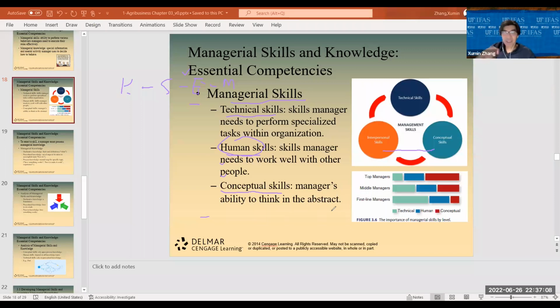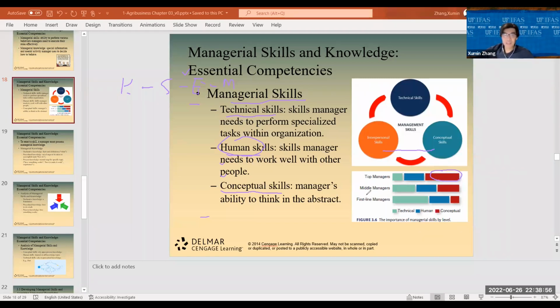But let me tell you what I have learned in China. This conceptual skill, going to another extreme, becomes big talk. In summary, as this diagram showed you, the top manager needs the conceptual skill. It doesn't mean a top manager doesn't have any technical skill or human skill.